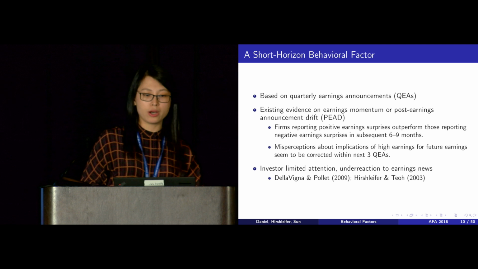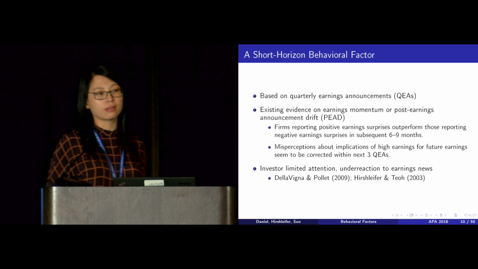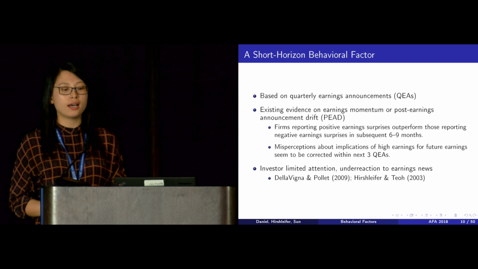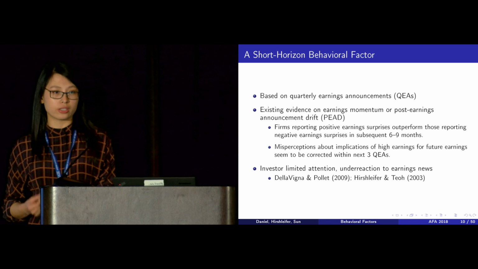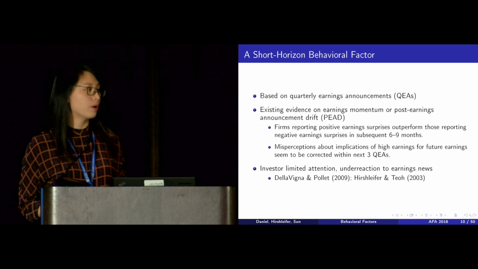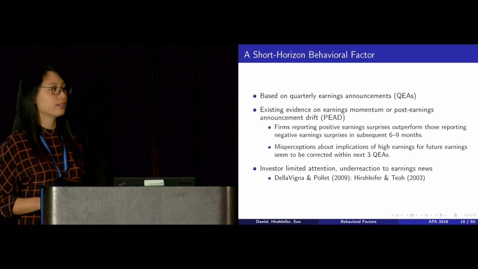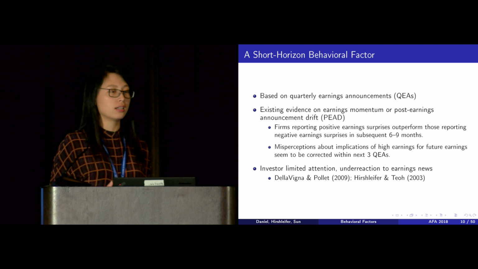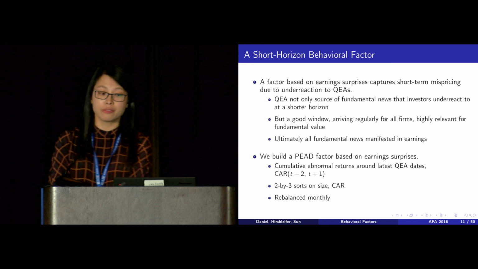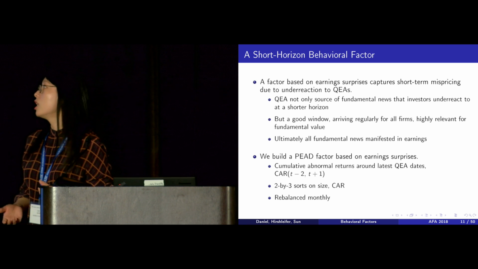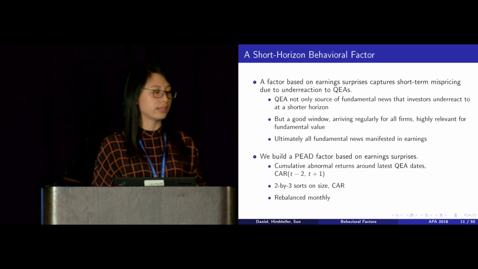And the second behavioral factor we propose is the short horizon factor based on quarterly earnings announcements. There's a familiar idea about the post-earnings announcement drift. Firms reporting positive earnings surprises tend to outperform those reporting negative earnings surprises in the subsequent 6 to 9 months. One leading explanation is investor limited attention. The idea is that investors tend to underreact to the implication of current earnings surprises about future earnings. So we conjecture that the factor based on earnings surprises should be helpful to capture short horizon mispricing driven by investors' underreaction to quarterly earnings announcements.